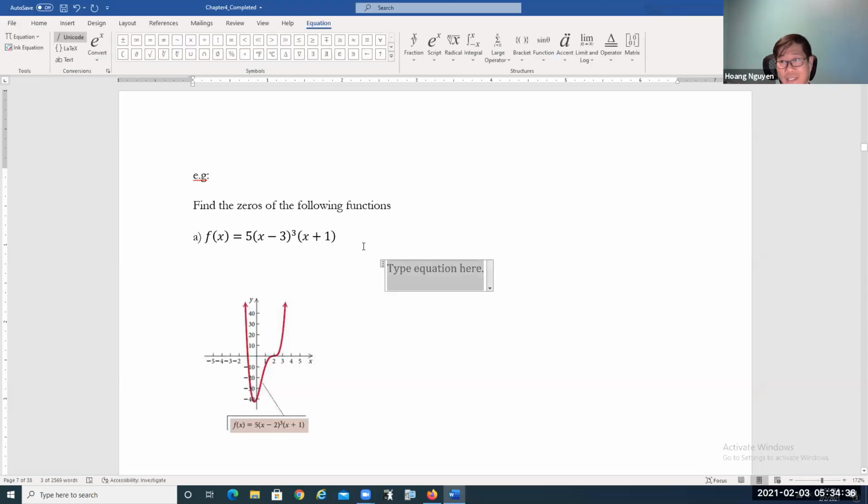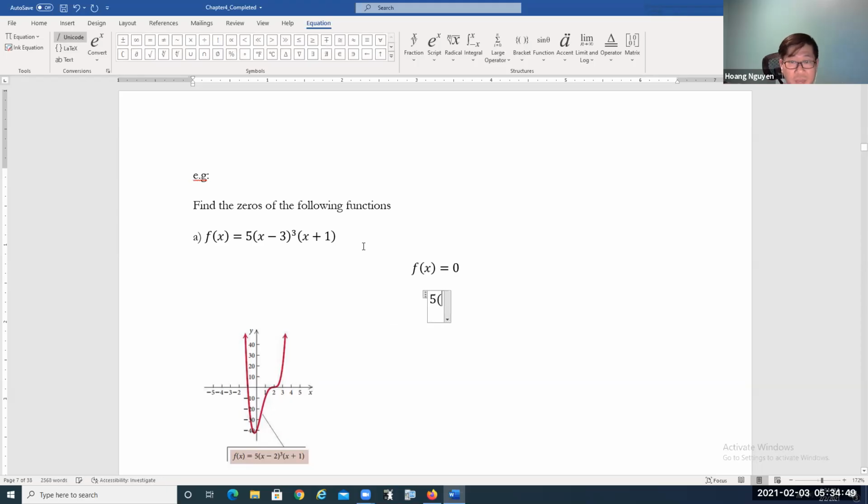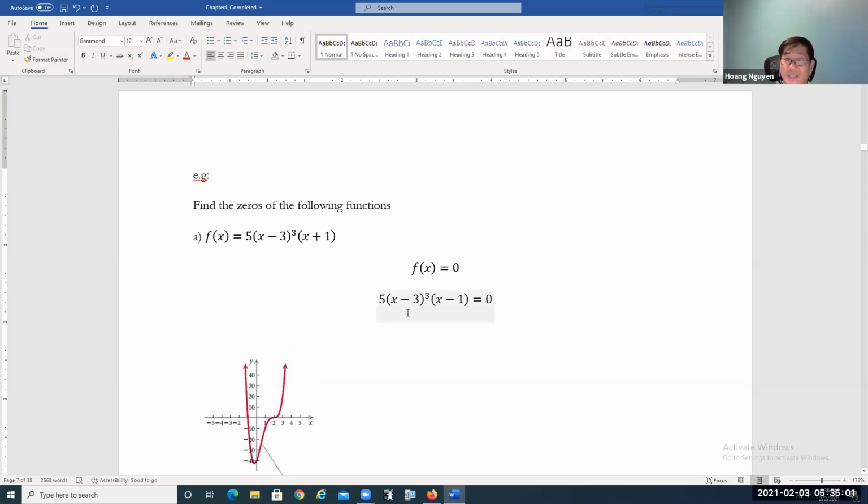So what they're actually asking us to do is f of x equals 0. You have to find for what possible values of the input x the function equals 0. And we know f of x equals 5 times x minus 3 to the power 3, times x minus 1, equals 0. So we're going to solve this related equation.